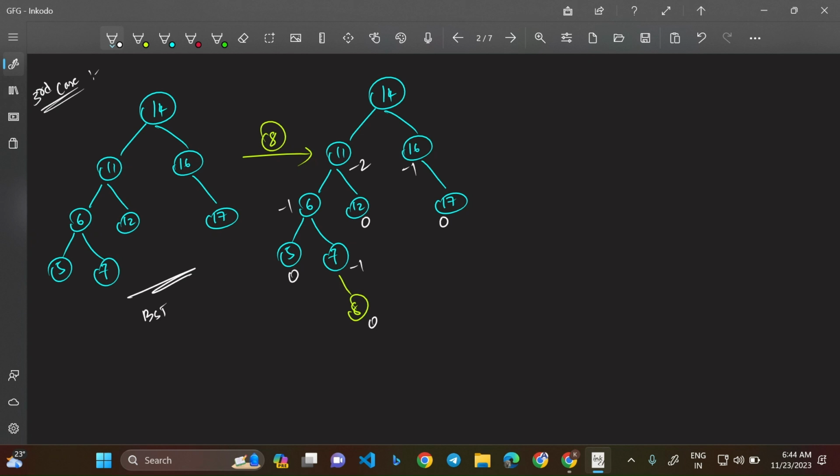And coming to 14, the maximum it's going up to is actually 4 levels. To the right side it's going only 2 levels. So again it's -2. So the problem is being created here, right? There is a disturbance here. So now how are you going to fix it?